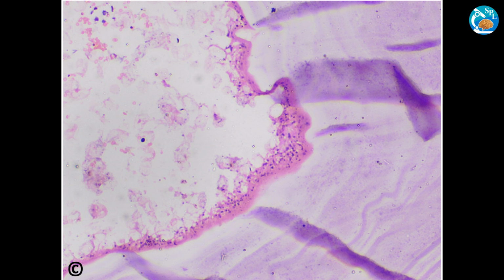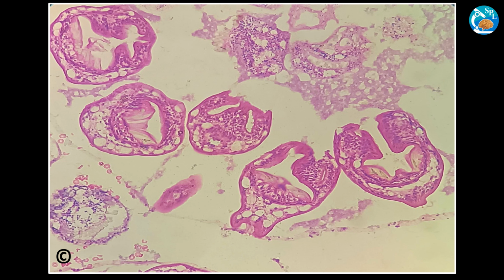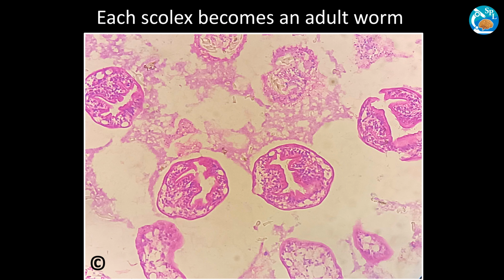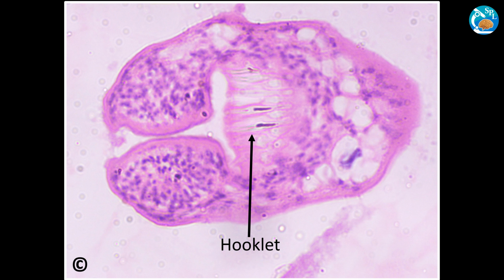So again, this is a higher view. This is a germinal lining, which is nucleated, and this is the acellular laminated layer, and here are the scolices we find in this area. So these are the protoscolices which appear ovoid and they contain the hooklets and suckers. Each scolex becomes an adult worm. You can appreciate the hooklets very well in this picture.